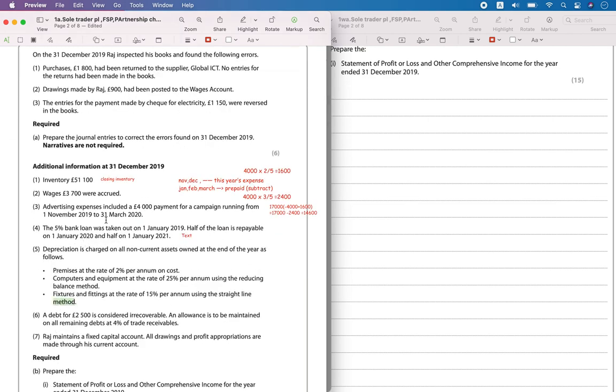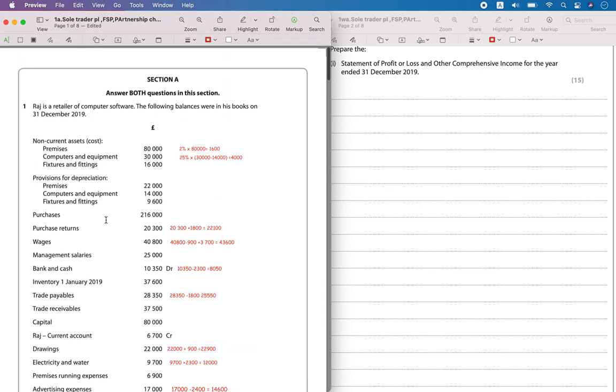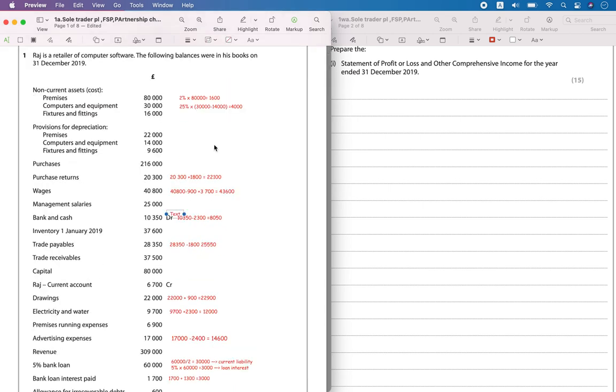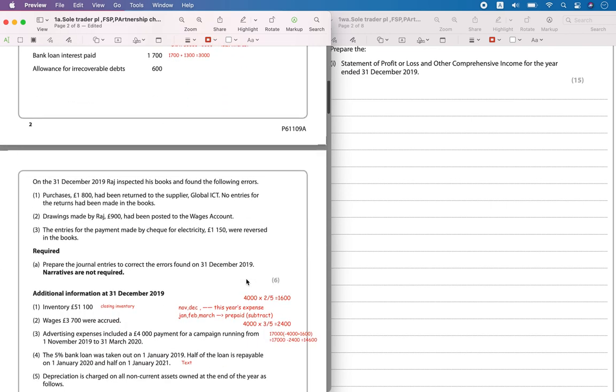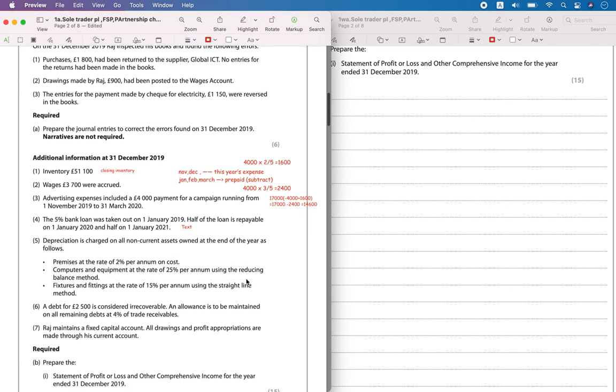That's the depreciation expense. Then the third one is fixtures and fittings at the rate of 15% per annum using the straight line method. So 15% of the cost we have to calculate. So 15% of 16,000 is equal to 2,400, which is the depreciation charge for fixtures and fittings.